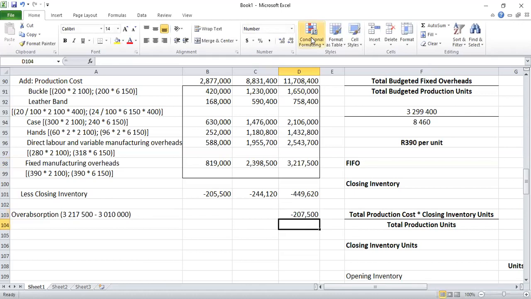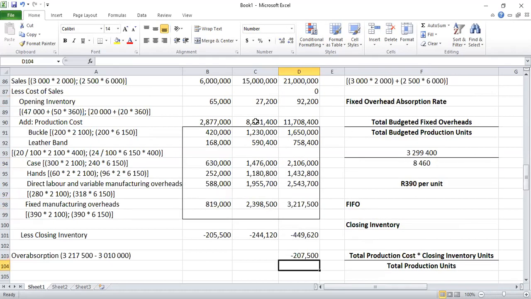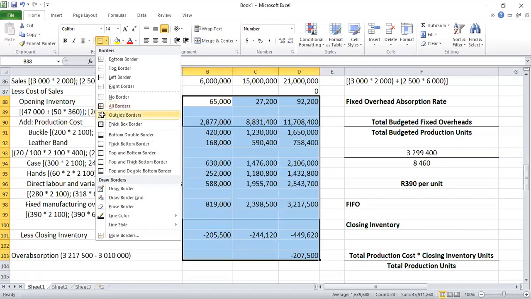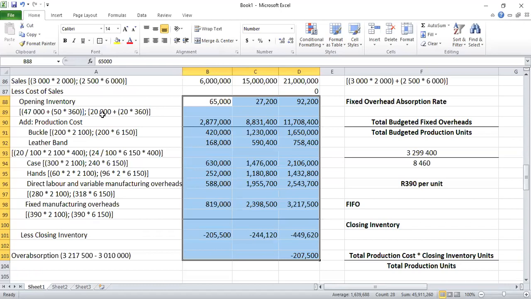If it's an over absorption, you subtract, because we're saying the absorbed overheads were too much. If it's an under absorption, add. Over absorption, subtract. Under absorption, add. There's an under absorption if the overheads we absorbed are less than the actual.